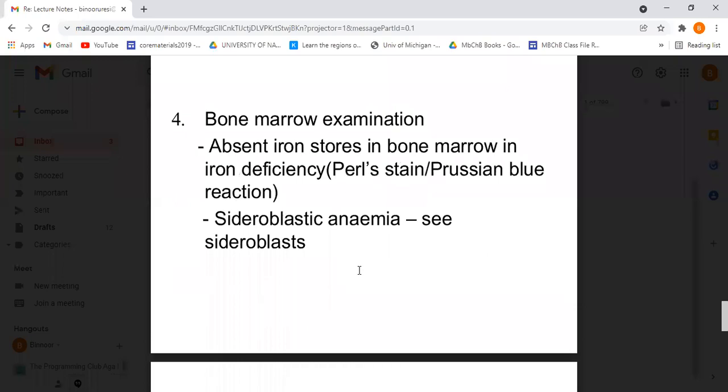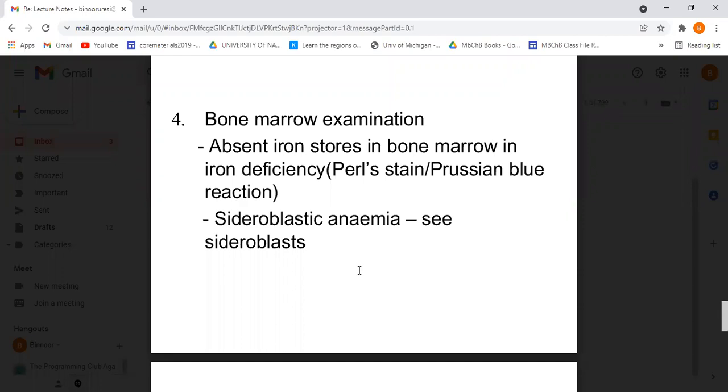You can do the bone marrow aspirate. We rarely do bone marrow aspirate in straightforward iron deficiency. In a straightforward iron deficiency, please don't do a bone marrow aspirate. But there are situations where you do a bone marrow aspirate, for example, in anemia of chronic disease, because there could be other causes that can be detected from the bone marrow.